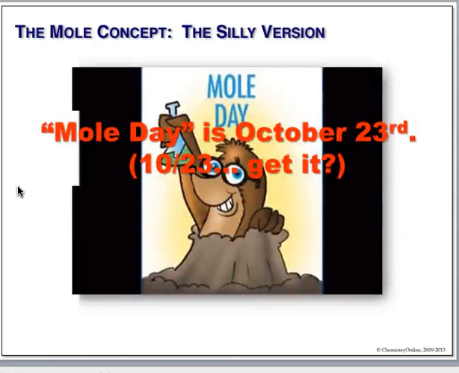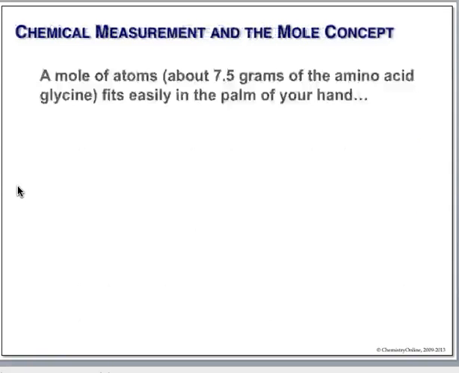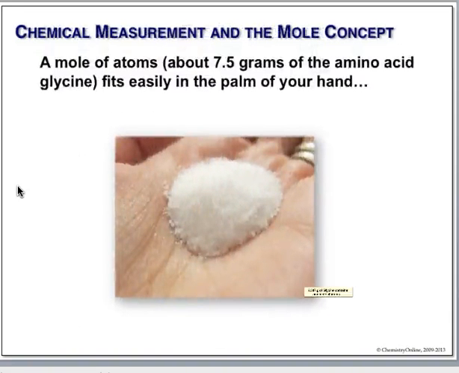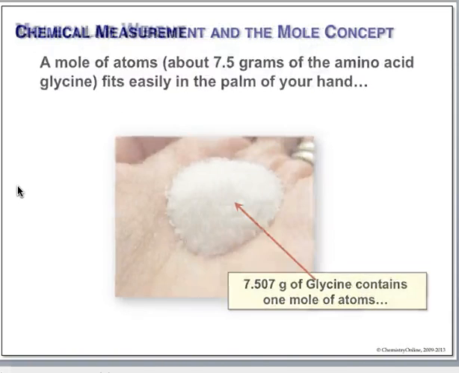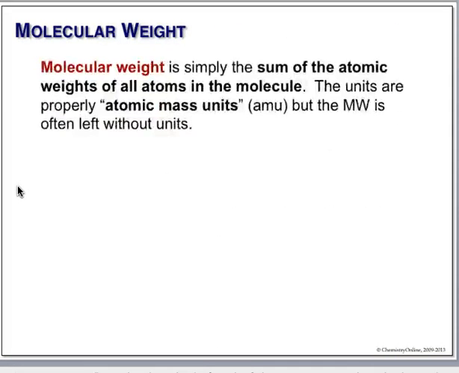All right, like it said in the silly movie here, if I had 7.5 grams of the amino acid glycine in my hands, it would be a little pile like this. This contains 1 mole of atoms, 6.02 times 10 to the 23rd atoms. Now, how do we go from glycine to moles? Again, this is the concept of molecular weight.